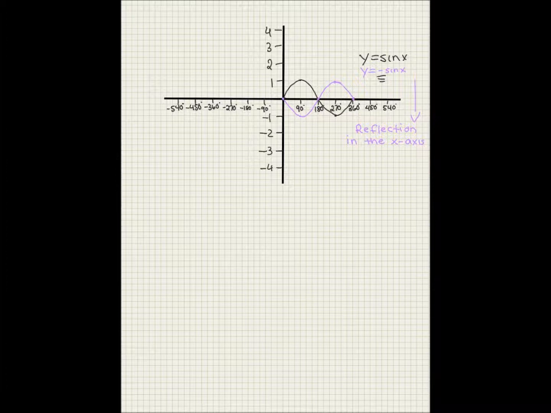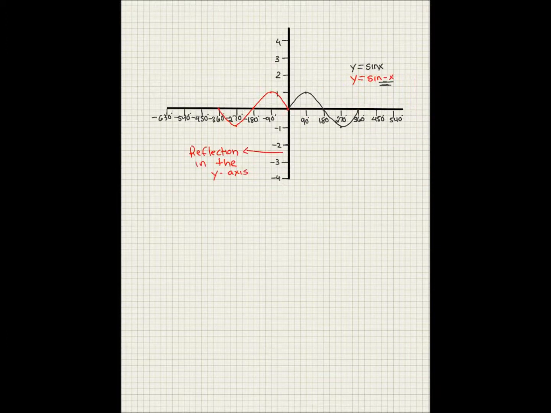When we have a negative in front of the sine x, that means that there is a reflection in the x-axis. So we multiply all the y values by a negative. When we have y equals sine minus x, that means that there is a reflection in the y-axis. So we multiply all the x values by a negative, but keep the y values the same.